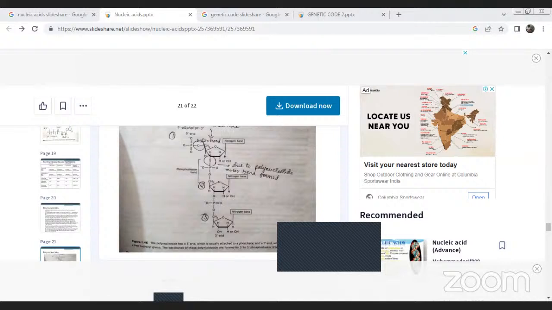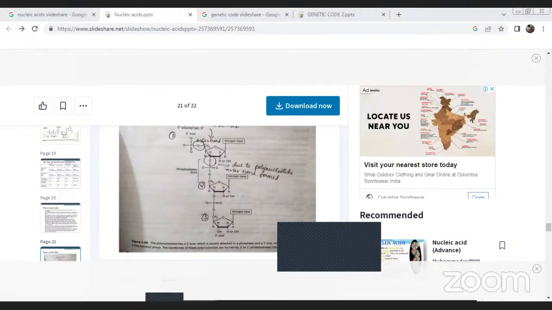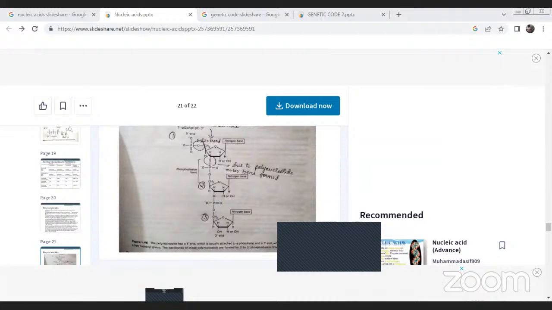The next one, the Watson and Crick model. DNA was discovered by Watson and Crick. The two polynucleotide chains form the double helix. The diameter of the helix is 20 angstrom. Each chain makes a complete turn every 34 angstrom. The internucleotide distance, from one base pair to another base pair, is 3.4 angstrom.